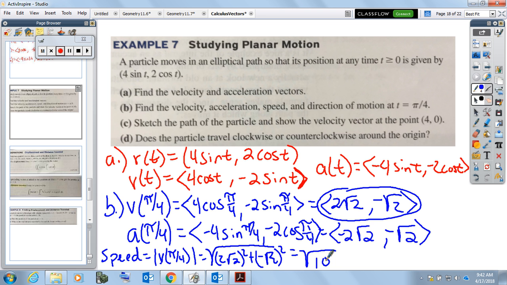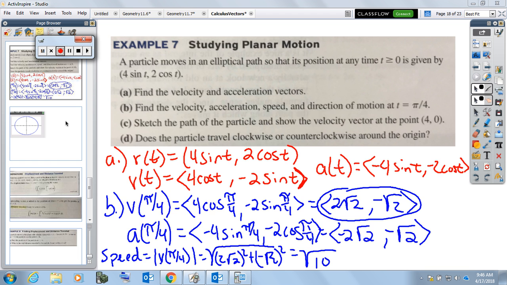Okay, let's continue. Now part C says to sketch the path of the particle and show the velocity vector at the point (4, 0). I'm going to pause the recording and graph this so I don't waste time in the video, and then once it continues, it'll catch back up to it.